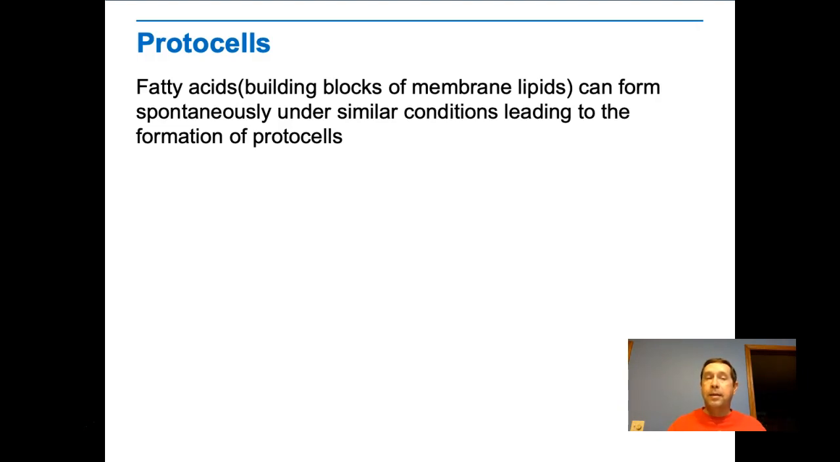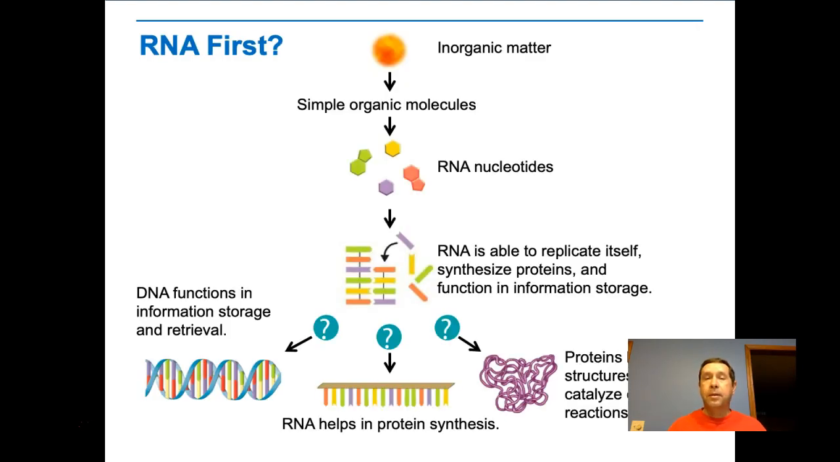So another thing that helps support this idea that life could have began spontaneously on Earth is that fatty acids, the building blocks of membrane lipids, can form spontaneously under similar conditions to the other organic compounds, forming protocells, where a cell could have trapped in some of these organic molecules and become the first protocells, which could then become true living cells.